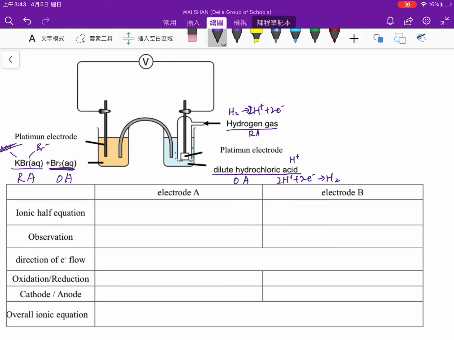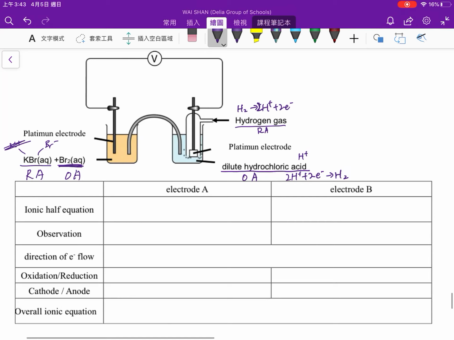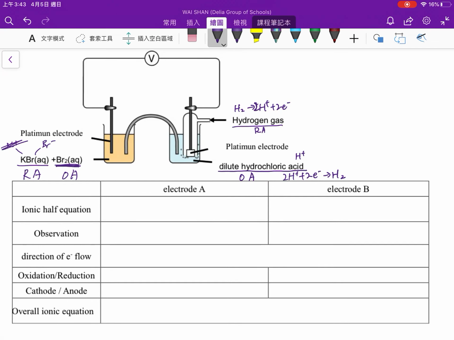Which reducing agent will be dominant and lose electron, and which oxidizing agent will be stronger and take control and will be the dominant oxidizing agent and gain electron? Then we have to check. Remember, how do we compare the relative strength of oxidizing agent and reducing agent? Yes, the answer is we check ECS. So let's tidy the information we have first. For reducing agent, we have hydrogen and bromide. Okay, and for oxidizing agent, we have bromine and hydrogen ion.